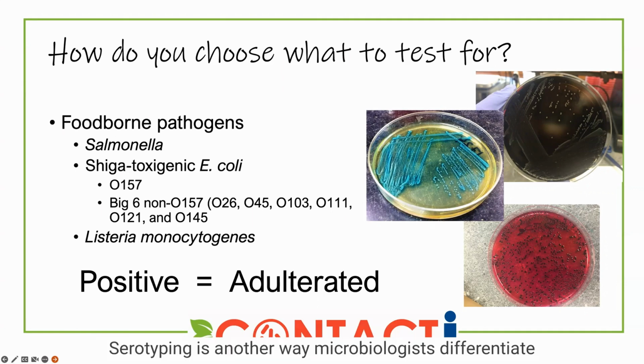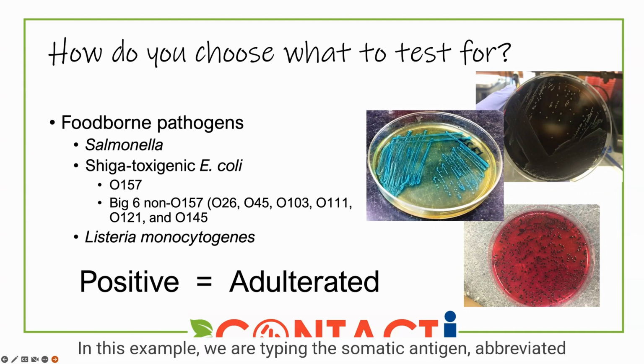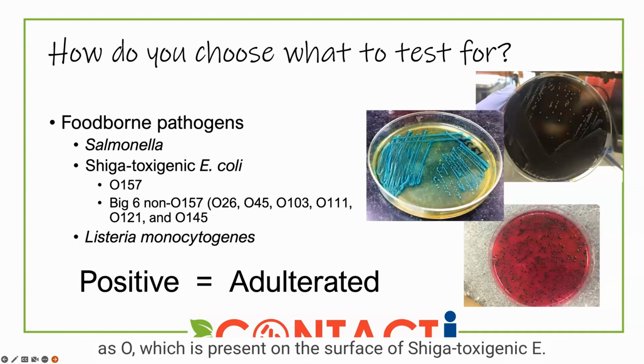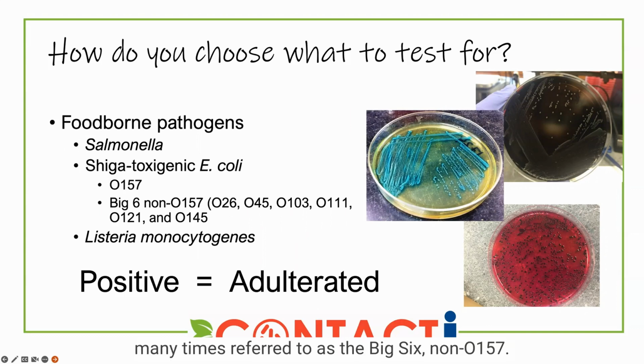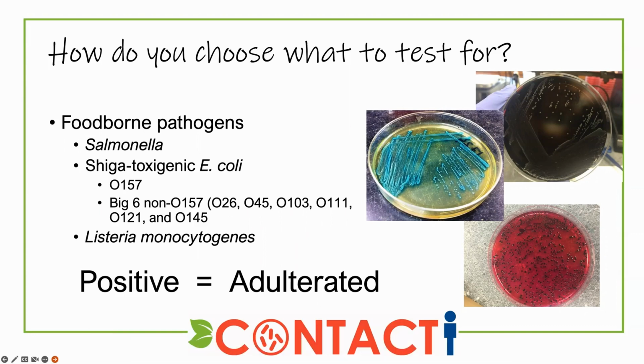Serotyping is another way microbiologists differentiate microorganisms that are very closely related. In this example, we are typing the somatic antigen, abbreviated as O, which is present on the surface of Shiga toxigenic E. coli. Regulations were first established for E. coli O157, but have since been extended to the next 6 serotypes causing the most illness, many times referred to as the Big Six non-O157.